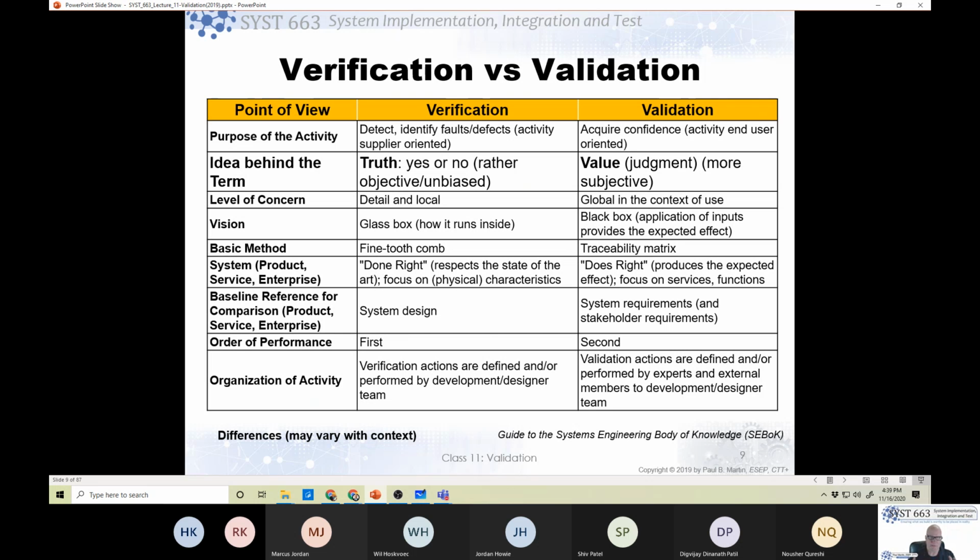It's much more subjective because the system itself has to be in accordance to the mission that's trying to be accomplished. So it's very global in context, very black box. Your system runs as a black box. It does its thing, and you see how it works within the mission. So that's why the whole point of view is not so much done right as does it do the correct thing that it's supposed to do for the mission. So it's very stakeholder requirement capable, and usually it's after verification you do validation.